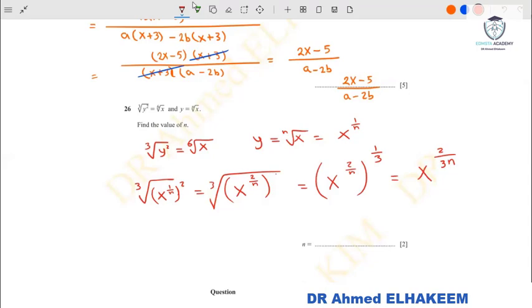Now he gave me information that this is equal to what? x power 1 over 6. So 2 over 3n equals 1 over 6. So n is equal to 2 times 6 over 3. So it will be equal to 4. Is it clear? Yeah, it is.